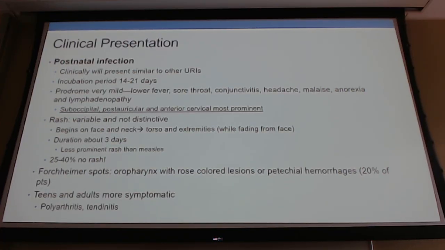So it's still going to start on the face. It's just not going to start at that hairline. So it starts at the top, works its way down. It's just a little bit less prominent. It also has mouth spots, but different than those Koplik spots that are pathognomonic for measles. It's going to have Forsheimer spots.